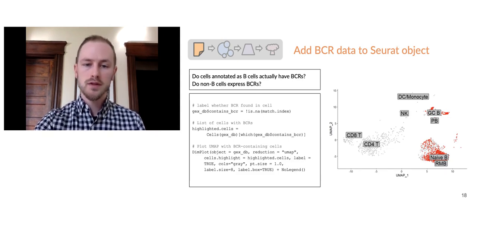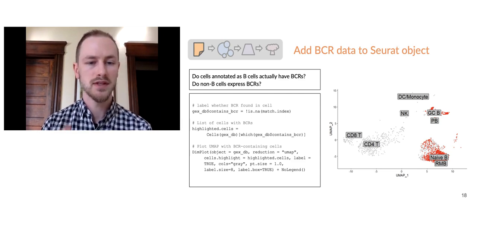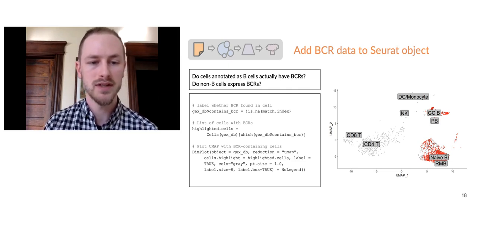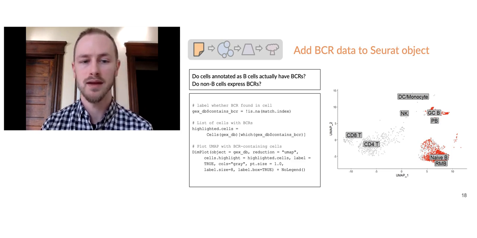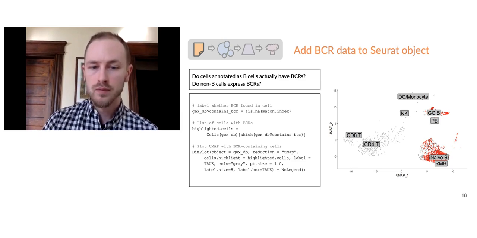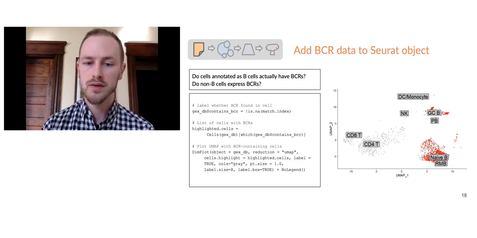There are a couple of ways to incorporate BCR data into a Seurat object, but the easiest is to just add a vector that tells whether the BCR is found in a cell. And for that, we just say the gene expression database contains a BCR if the match index is not NA. Once we've done that, we can then plot a UMAP of all the cells that we've profiled and color those cells by whether or not they contain a BCR.